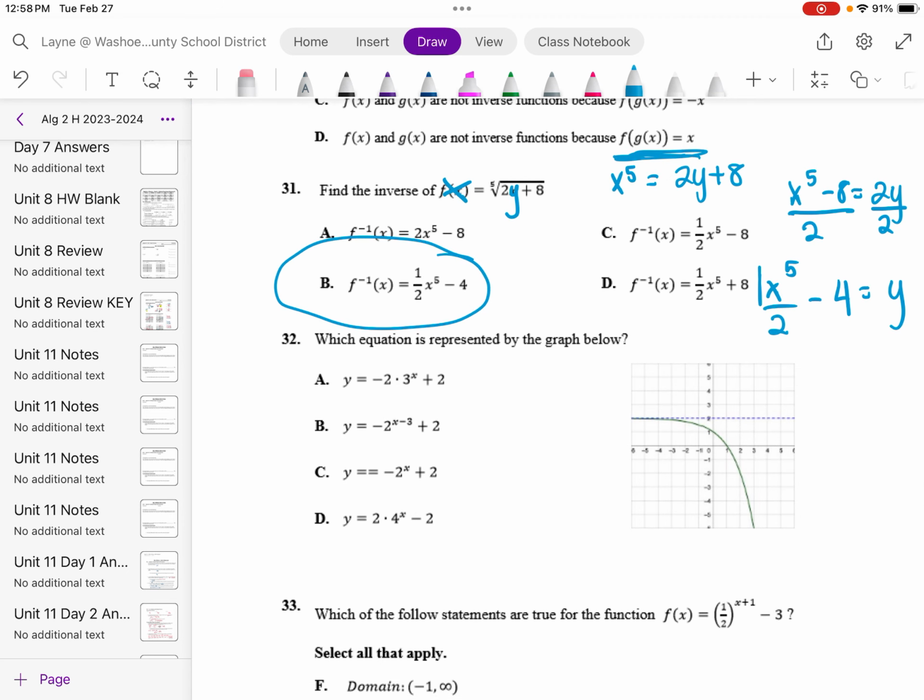All right, which equation is represented by the graph below? First thing is, I noticed that this is an exponential function. It's technically an exponential growth function because it's getting further and further away from the asymptote, but it's a negative growth, meaning because it's below the asymptote, it's going to have a negative a value. So it can't be d because d has a positive a value. Also, there's a typo on C. It's not supposed to have two equal signs, so just ignore that.